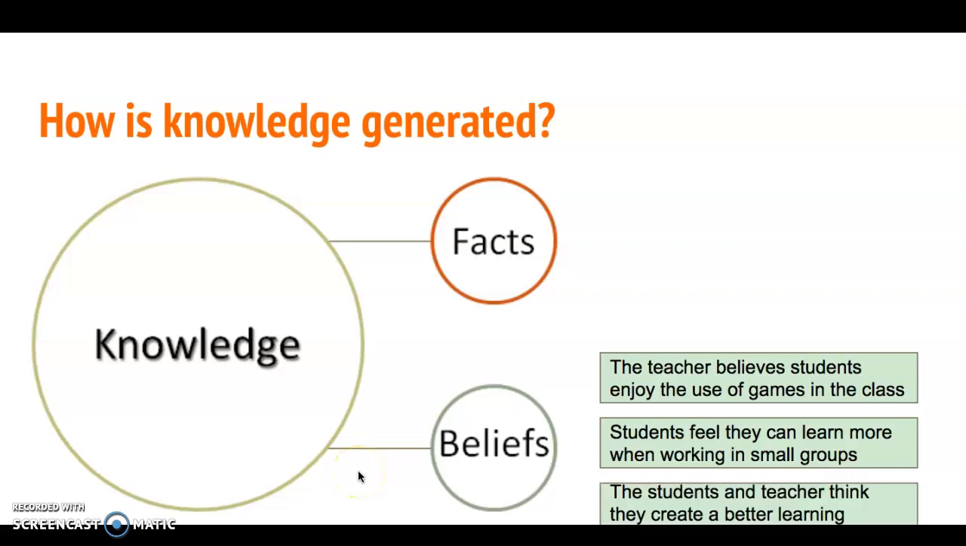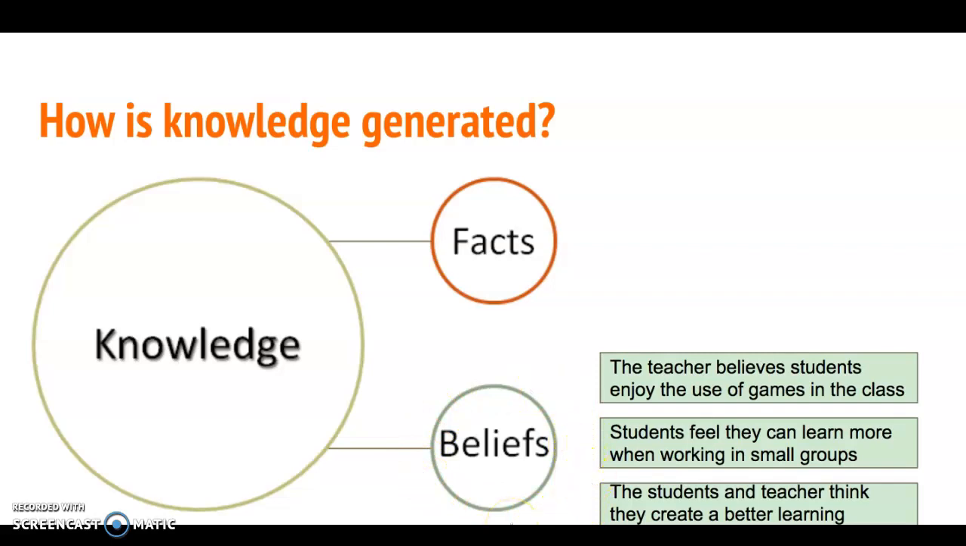And one more example, the students and teachers think that they create a better learning environment when they start the class with some dancing. It might not be the same case in a different class. This only happens in this particular class because it's only these students and this teacher, the ones who enjoy some dancing at the beginning of the lesson. So this is the knowledge for one particular class, and it's mainly built around the participants' beliefs, teachers and students.